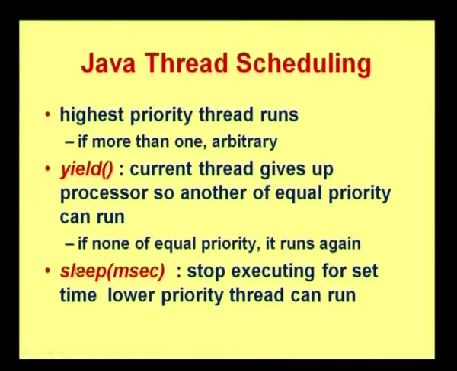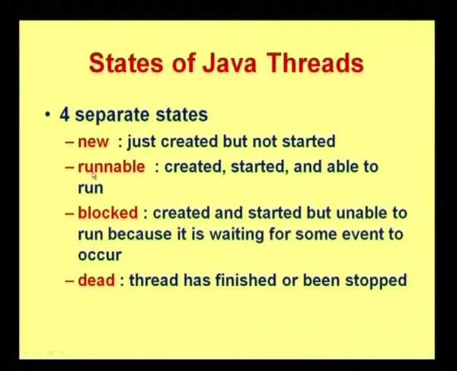Next is the sleep method, where you can give milliseconds. You can make your thread sleep, and after that point of time that thread will automatically come to the runnable state. When given a chance, it will go to running. You can see the various states of a thread: new, runnable, blocked and dead. New means just created but not started. I have created a thread and I am about to call my start method, so that is a new thread. Next is runnable.